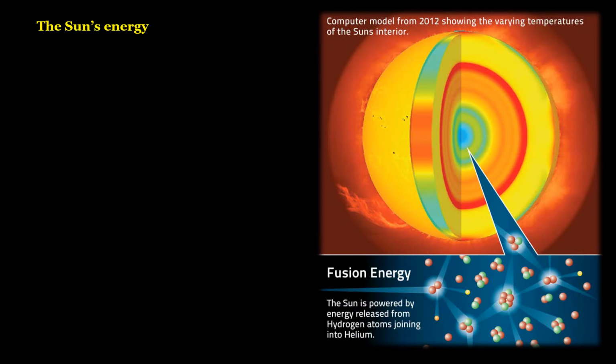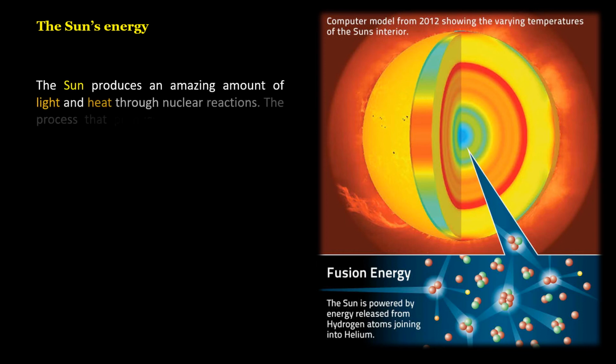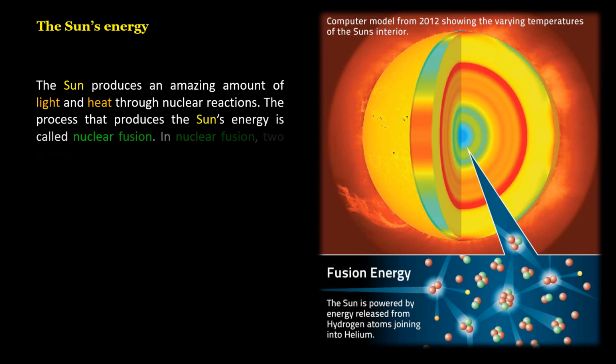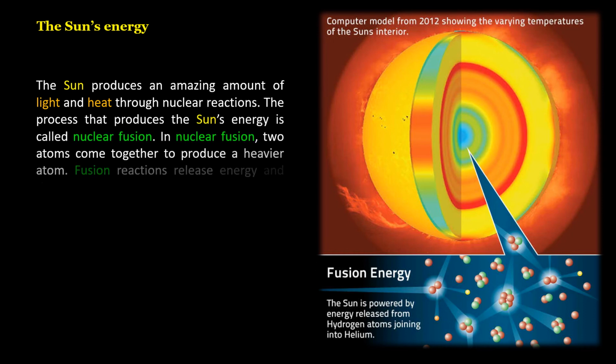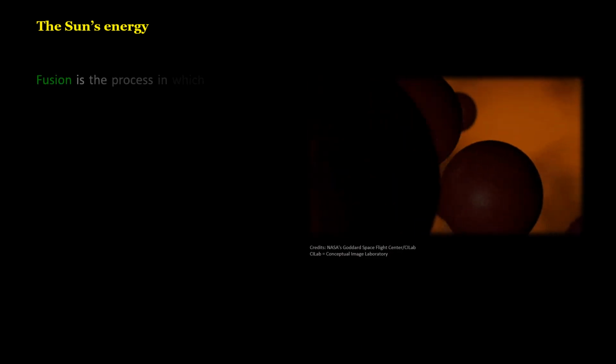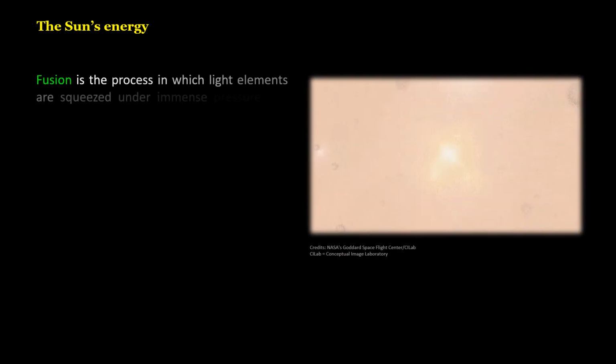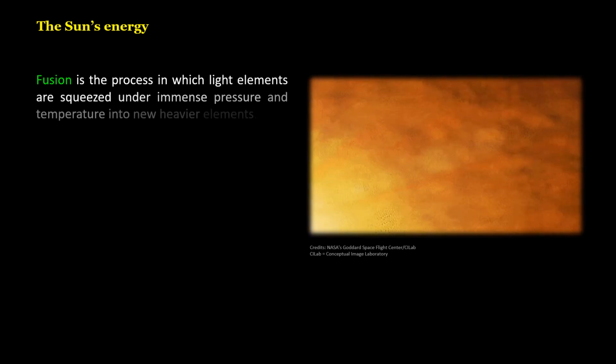The Sun's energy. The Sun produces an amazing amount of light and heat through nuclear reactions. The process that produces the Sun's energy is called nuclear fusion. In nuclear fusion, two atoms come together to produce a heavier atom. Fusion reactions release energy and tiny elementary particles. Fusion is the process in which light elements are squeezed under immense pressure and temperature into new heavier elements.